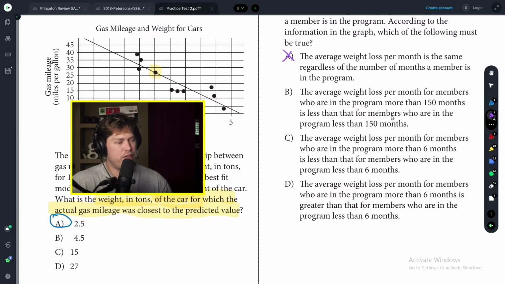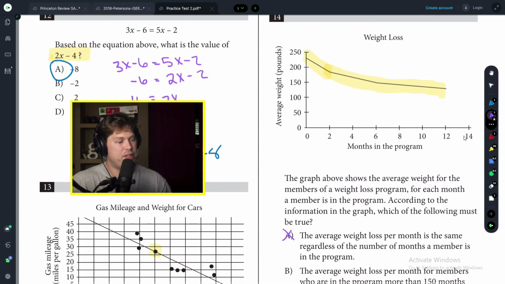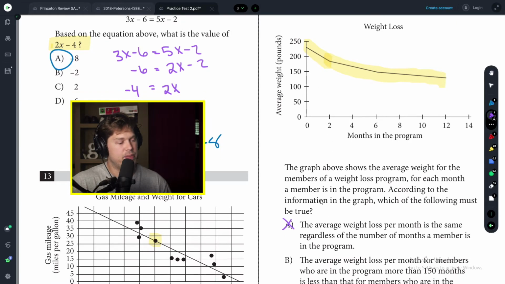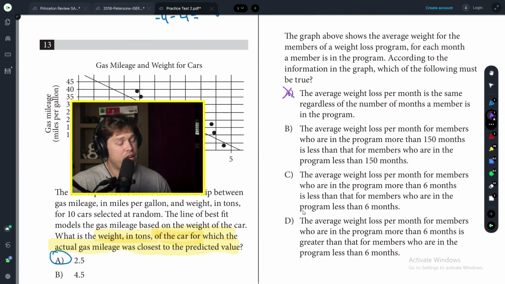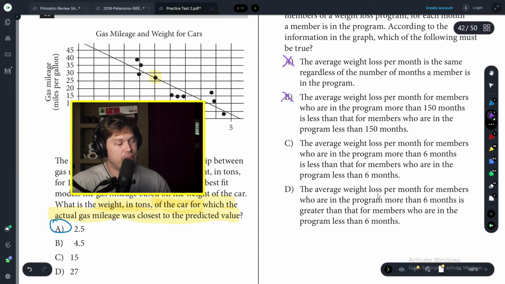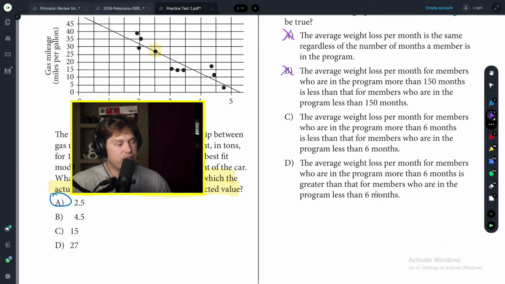Okay, 150 months. Look at our data. It only goes up to 14. Maybe if you read your graph incorrectly, that would make a little bit of sense. But if you're reading your graph correctly, choice B makes little to no sense at all. Okay, choice C. The average weight loss per month for a member who are in the program more than 6 months is less than that for a member who are in the program for less than 6 months.